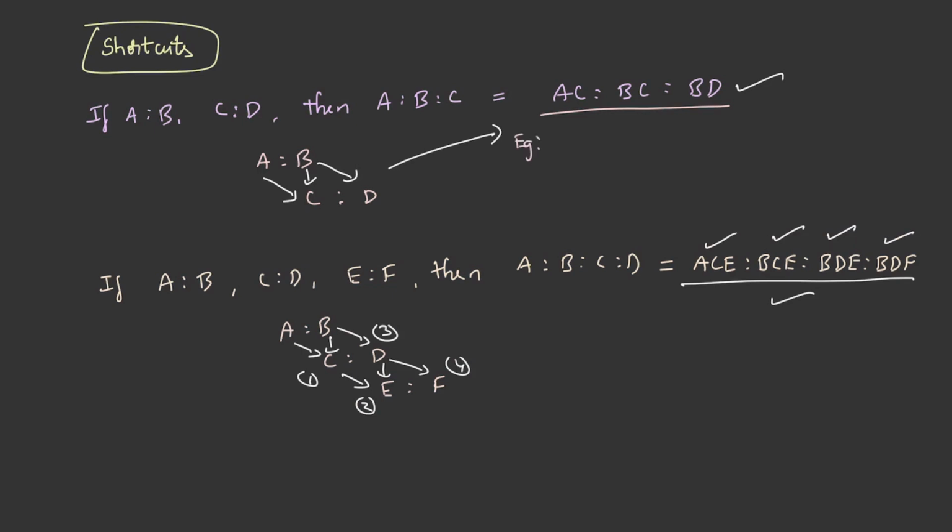Let's try an example for this. Let's say A is to B is equal to 5 is to 7 and C is to D is equal to 6 is to 11, then A is to B is to C will be AC is to BC is to BD. Similarly here, 5 into 6 is to 7 into 6 is to 7 into 11. So the value for AC is to BC is to BD will be 30 is to 42 is to 77.